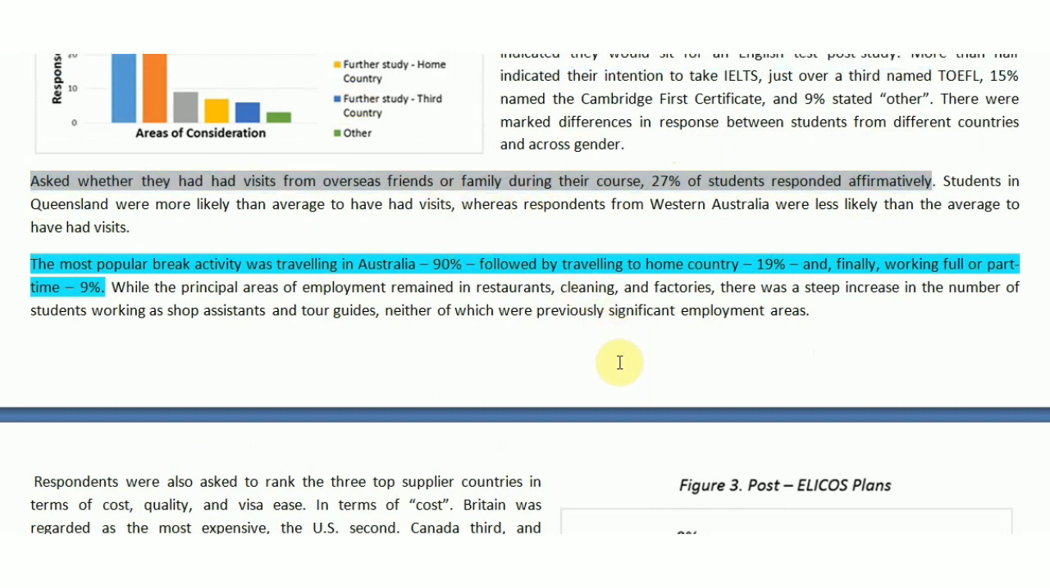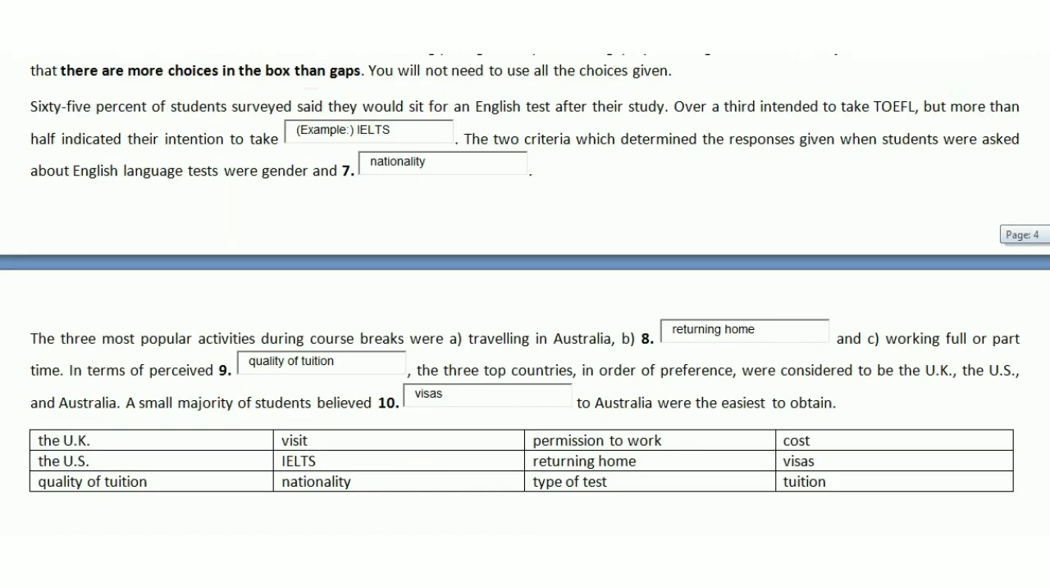When they were asked whether they had visits from friends or family during their course, 27% of students responded affirmatively. Affirmatively means that they said yes, that they had visits from their overseas friends or family during their course. So let's see if anything like this is given in the options.